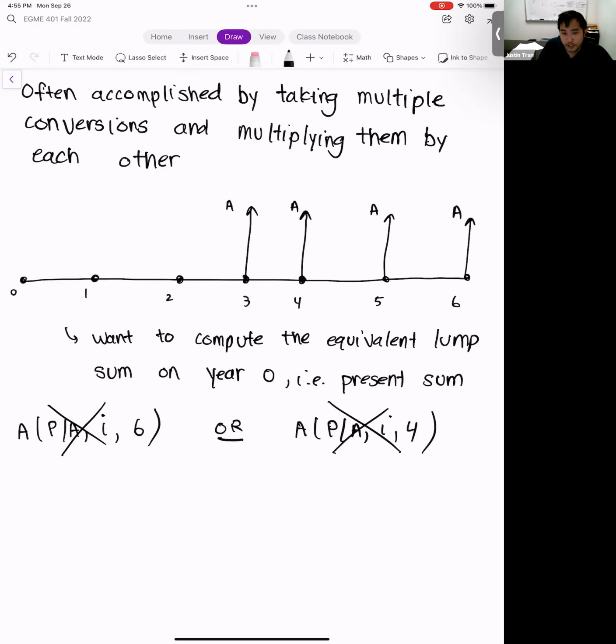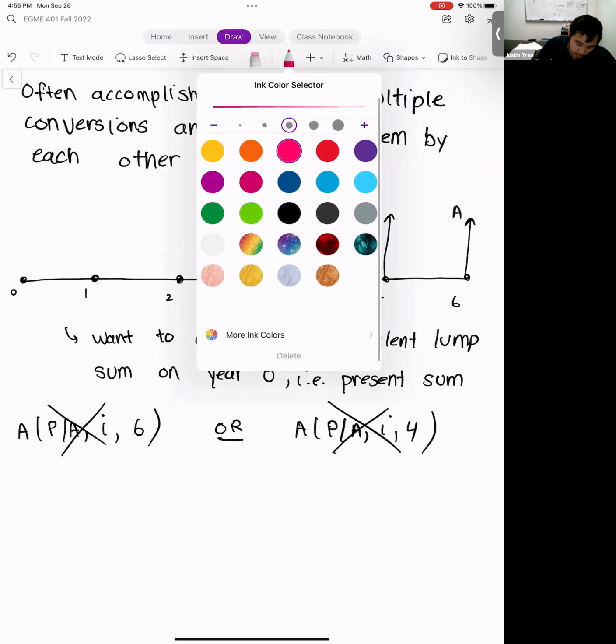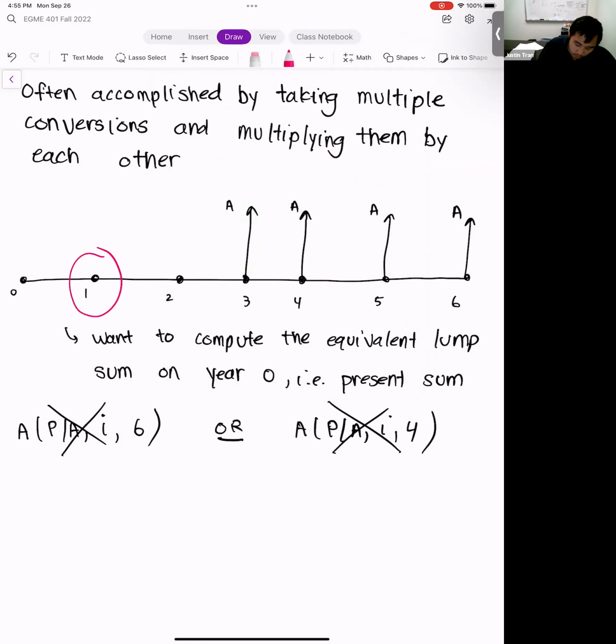Because right now, this uniform series is not in standard form. This uniform series doesn't start on year one. If this were a standard form uniform series, it would start on year one right here. But it doesn't. It starts on year three. And so we're going to have to do this in multiple steps.